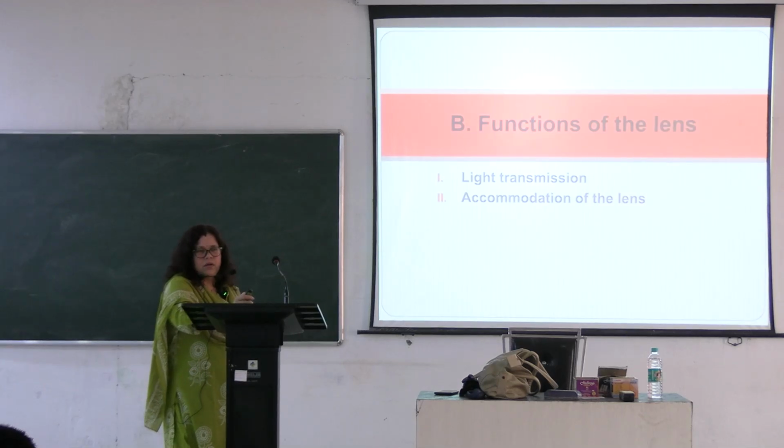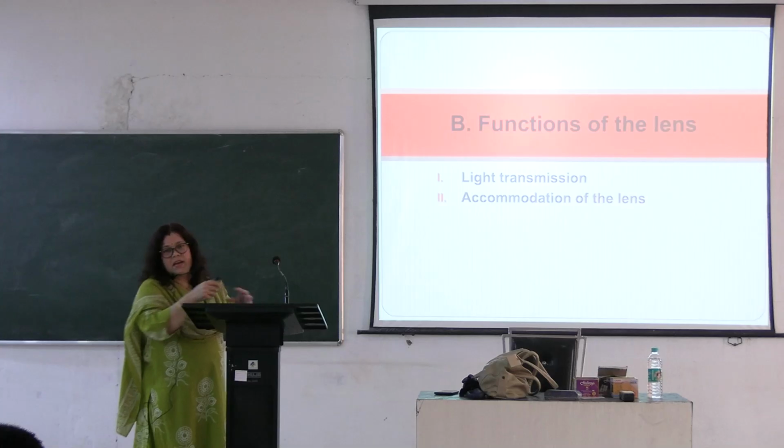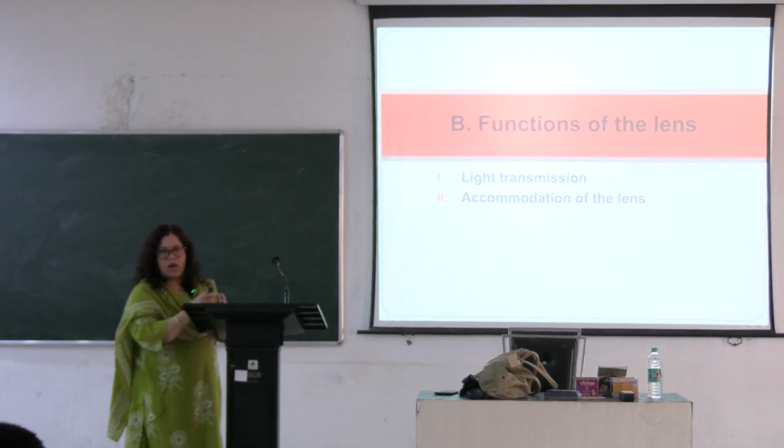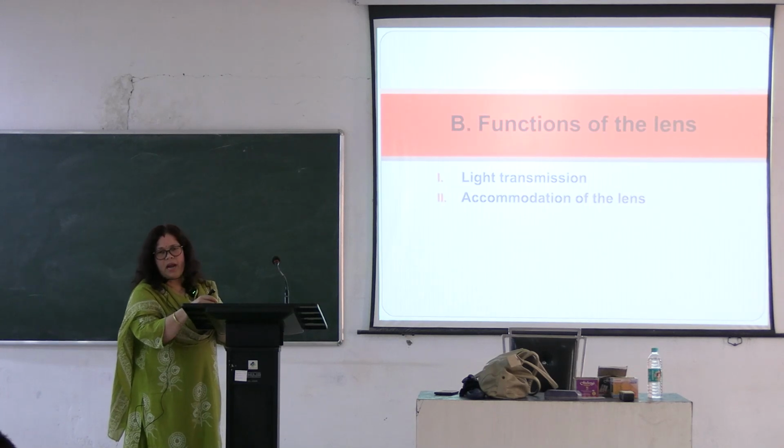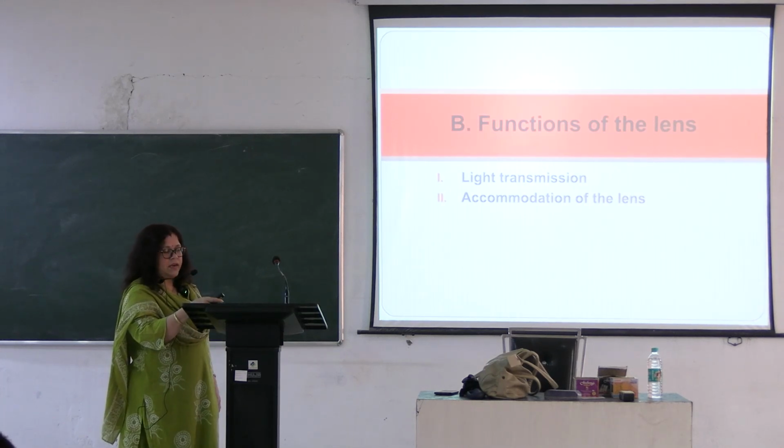Accommodation is only for near objects. Image rays coming from infinity are directly focused onto the retina, that's why we are able to see clearly. But when we try to see a near object, changes occur in the lens, and that is called accommodation. To focus the near object, the lens, which is an elastic structure, contracts and increases its thickness. That's why we are able to see the near object clearly.